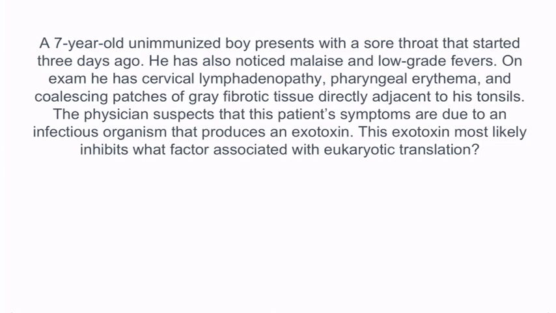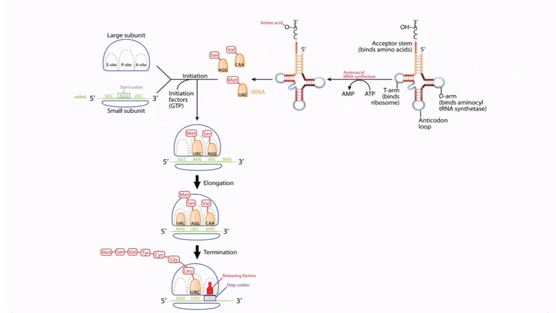Hopefully from the question stem you notice that this boy has signs and symptoms consistent with Corynebacterium diphtheriae. The combination of pharyngitis, so sore throat, with a pseudomembrane, which is indicated by the coalescing patches of gray fibrotic tissue, is classic for this infection. Corynebacterium diphtheriae produces an exotoxin known as the diphtheria toxin, which inhibits elongation factor 2, or EF2. You can see that elongation occurs right here, so this step would be inhibited by the exotoxin.